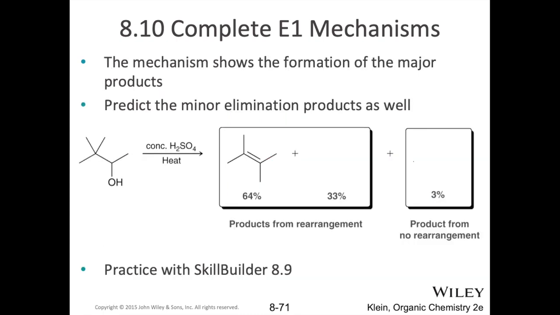So with that in mind, let's do a little practice problem here and figure out what our minor products are going to be. We can see here's our major product that's formed by essentially your Zaitsev product with the elimination of this alcohol group. Let's see if we can figure out what else we make based on that mechanism we just saw.